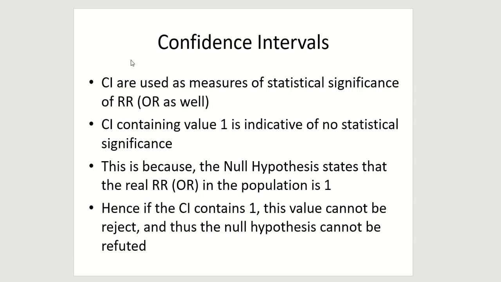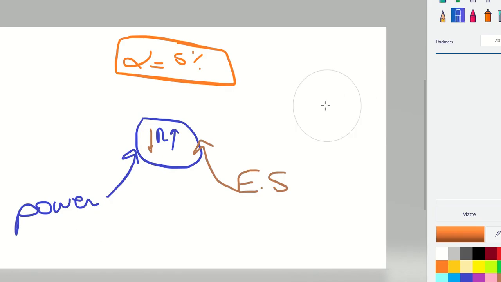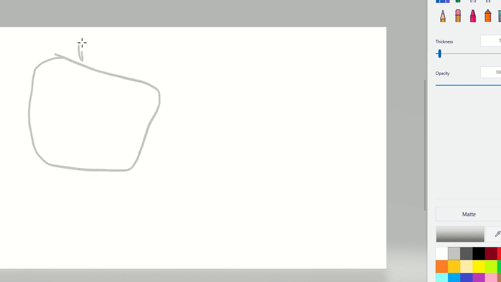Okay, so confidence intervals. Let me show what I mean by this. Quick overview. You know that any research study is built on a sample coming from a population. So this is the population over here. When you're doing your study, you take a sample and you're working with this sample over here.